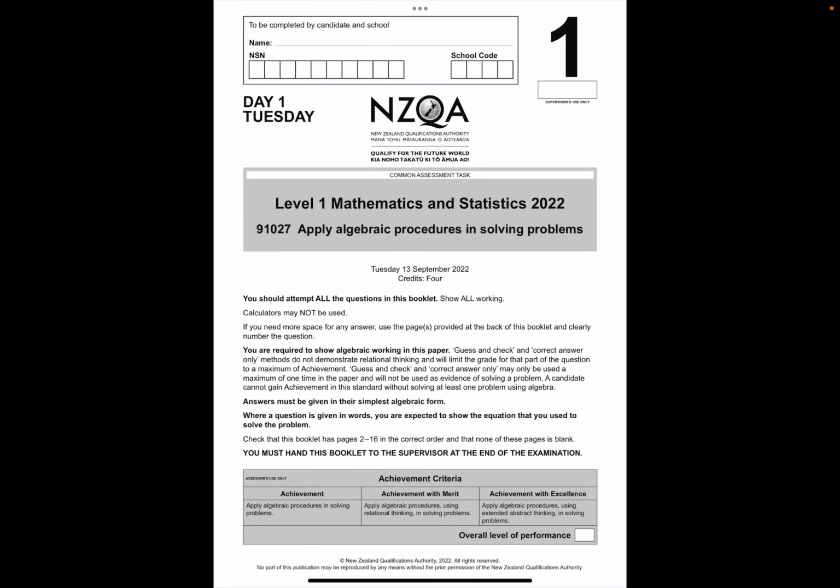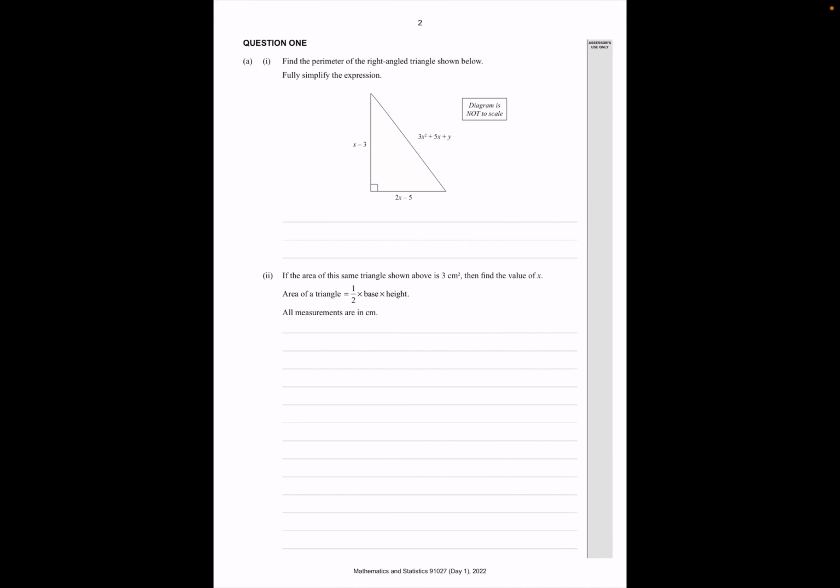Hello and welcome to this video for the 2022 Level 1 Mathematics and Statistics MCAT. This is the algebraic paper that's given to Level 1 students every year and is marked by the school. So we're going to jump straight into question 1.